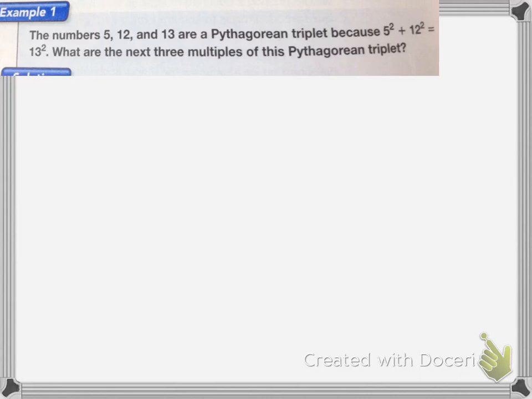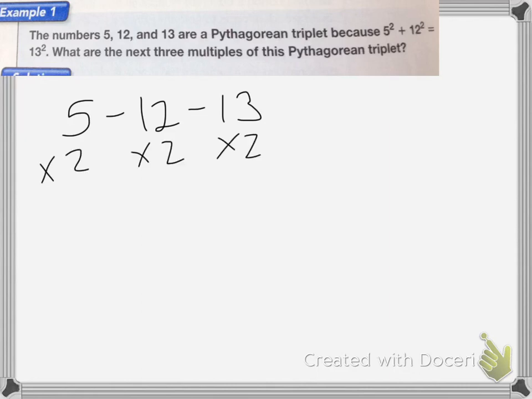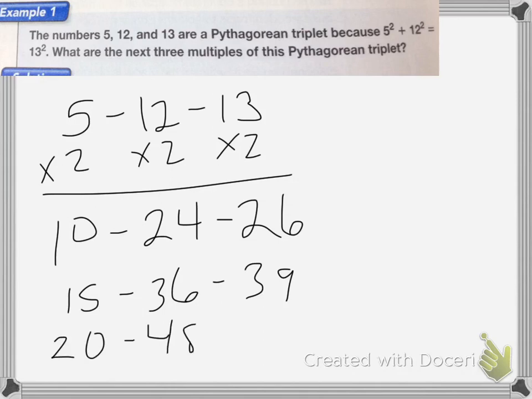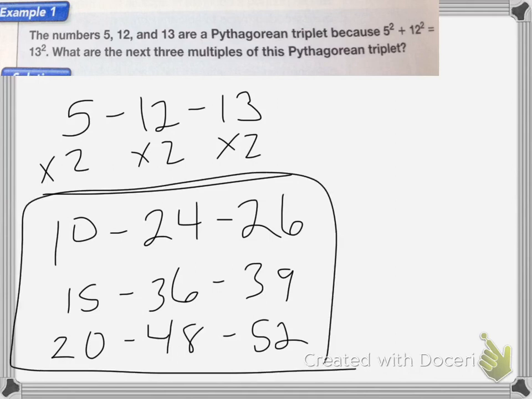To find the next multiples of 5, 12, and 13, we're going to multiply these numbers by 2, by 3, and then by 4. So if I multiply each of these numbers by 2, I would get 10, 24, and 26. Okay, I would then multiply it by 3, and I would get 15, 36, 39, and then by 4 would be 20, 48, 52. Those are the next three multiples.